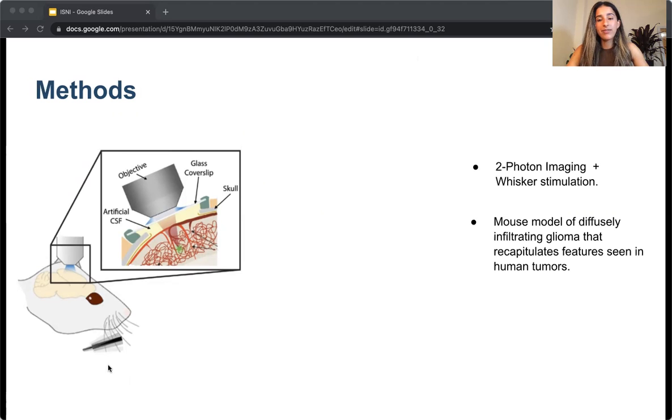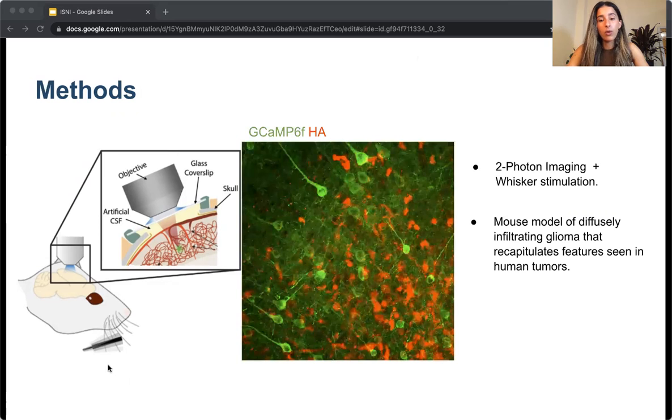The Knoll lab has developed a mouse model that recapitulates features seen in human tumors. So we took Thy1 GCaMP6f mice and cortically injected them with mCherry-labeled glioma cells and then implanted cranial windows. We were able to see an intermingling of tumor cells and excitatory neurons in our imaging field at the infiltrative tumor margin. In this image here, we see that neurons are colored in green and tumor cells in red.